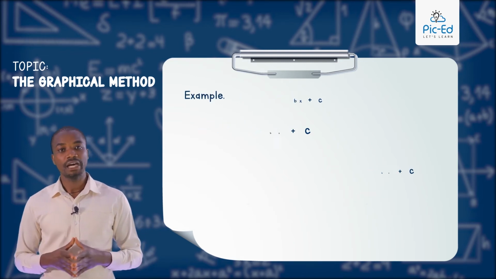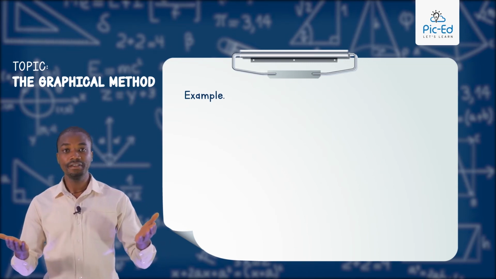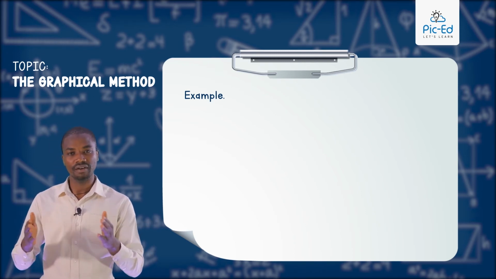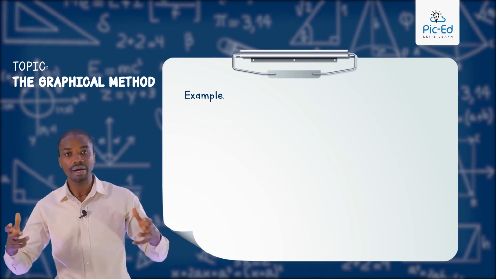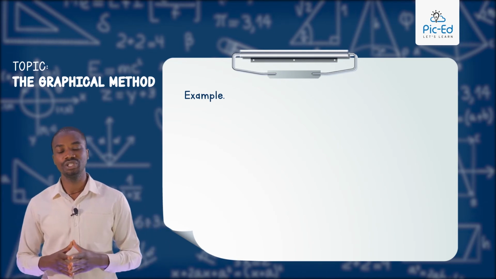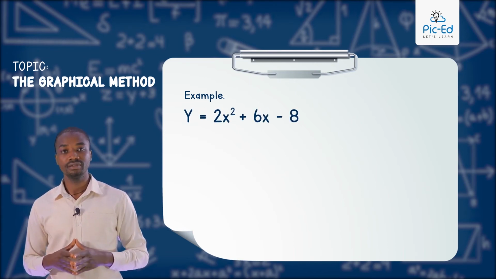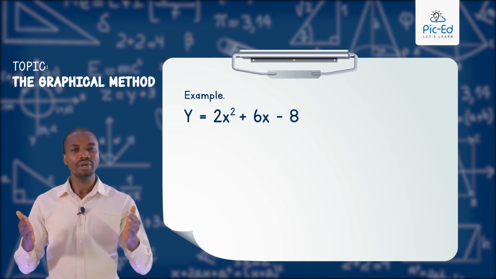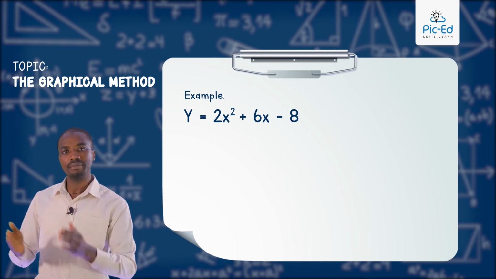We can have an example. If we are given an equation having real values, where we don't have a, b, and c as unknowns but now we are putting in real numbers, suppose we have an equation like y is equal to 2x squared plus 6x minus 8. How do we tell whether this one will give us a minimum curve or a maximum curve?